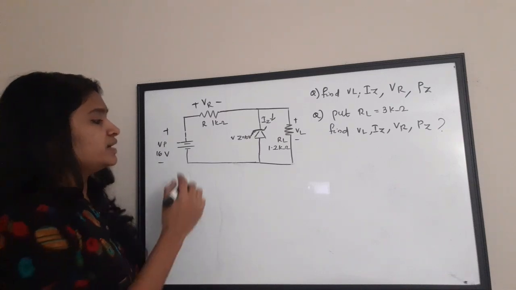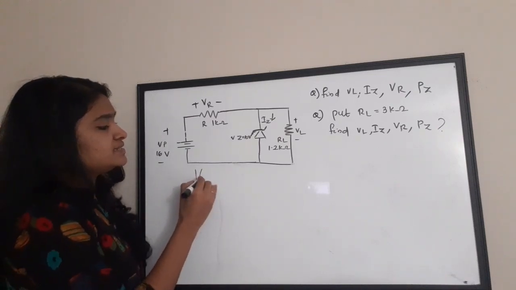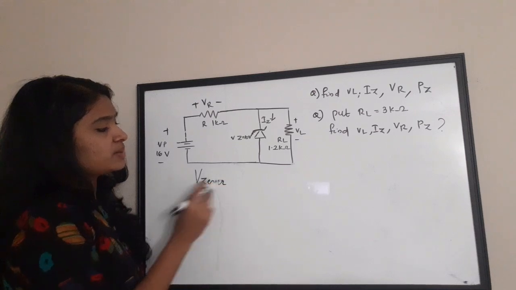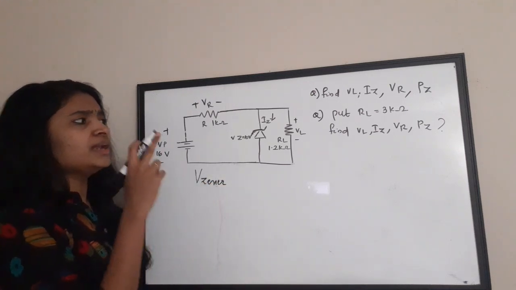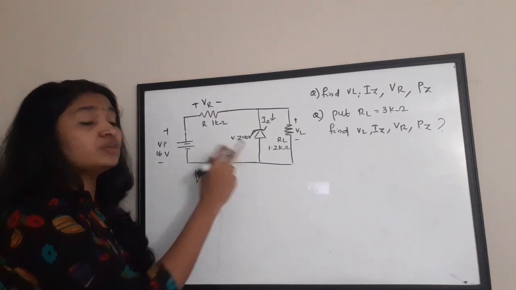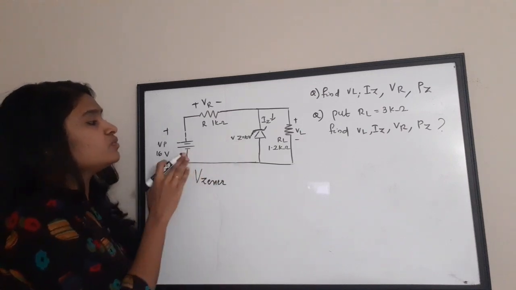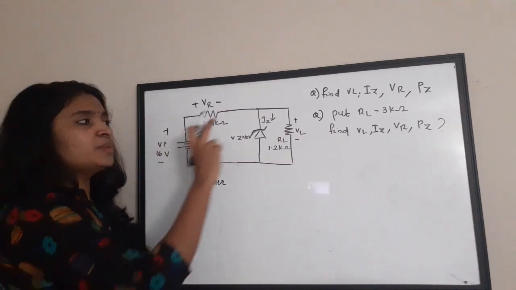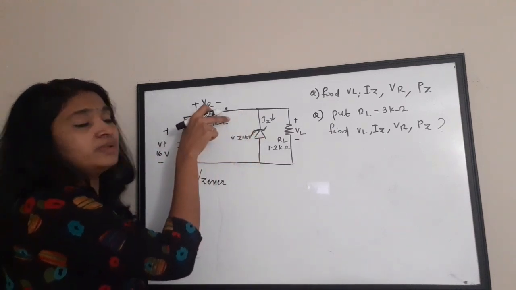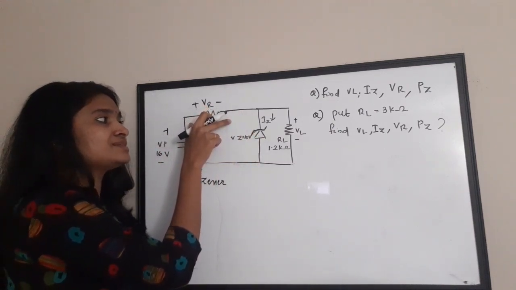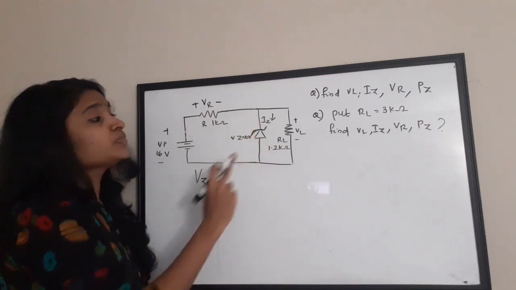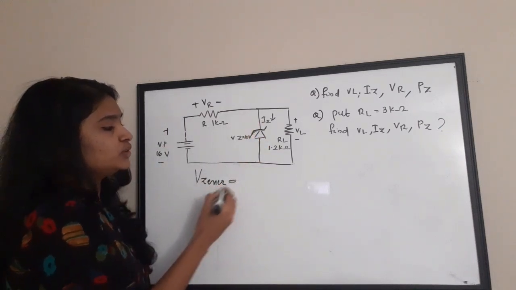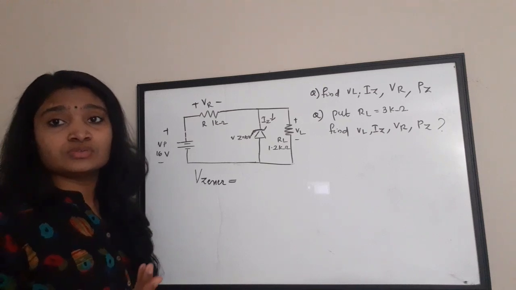Now, we need to find the value of V Zener, the voltage across the Zener. The total voltage of the voltage source is 16 volts, out of which some amount will come across the series resistor and some across the Zener, right? So how do we find that value? We can apply the voltage division rule, right?